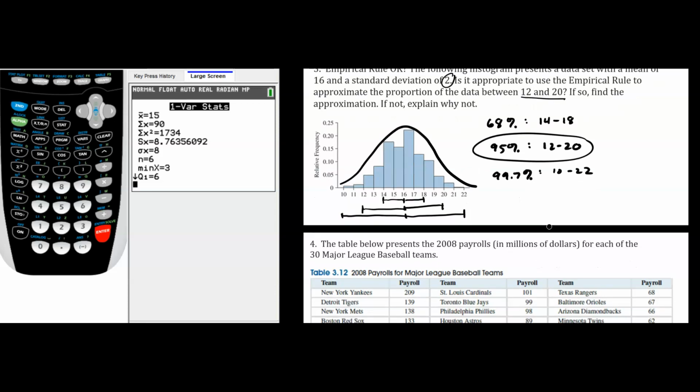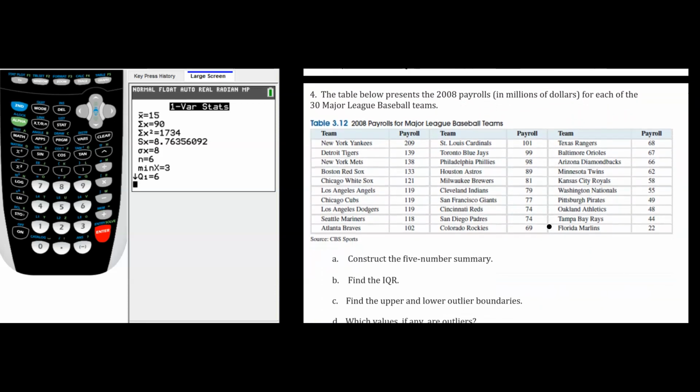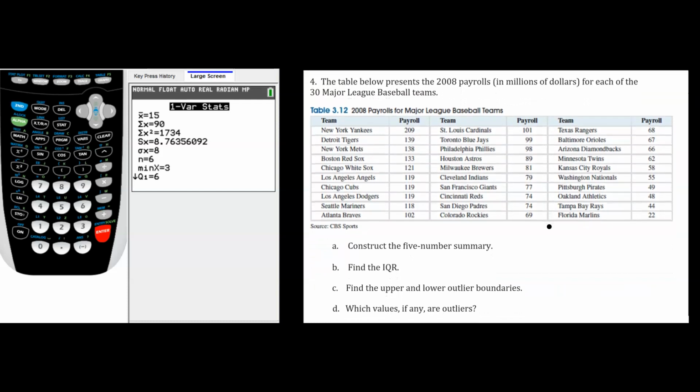Okay, one more example here. We've got number 4. The table below presents the 2008 payrolls in millions of dollars for each of the 30 Major League Baseball teams.